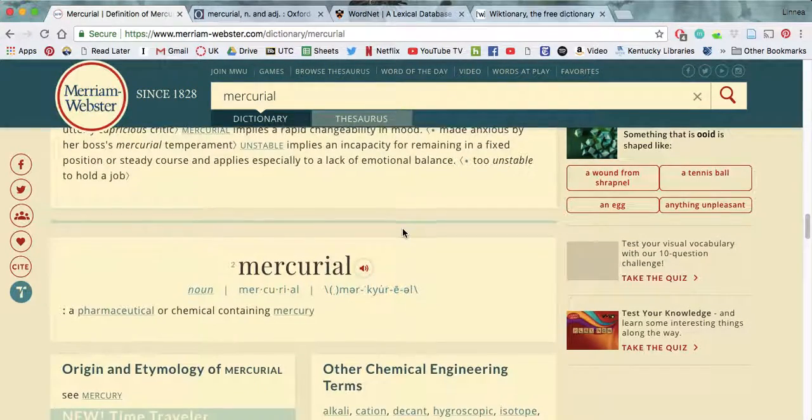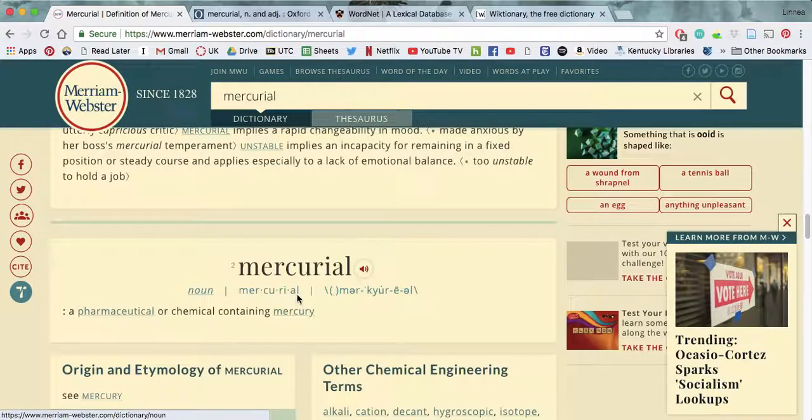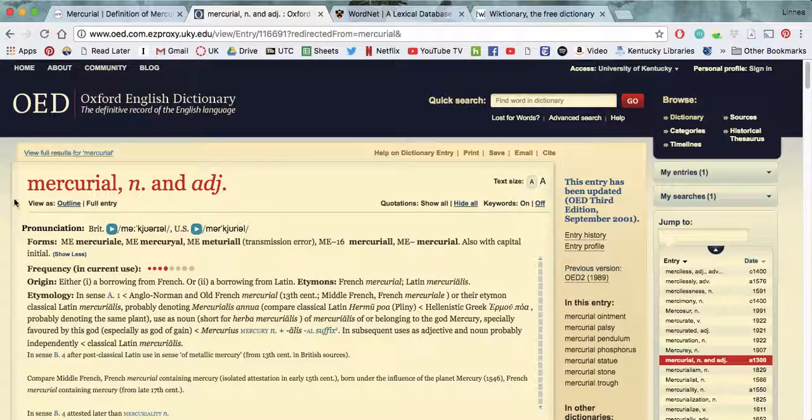Now, if we go further down here, we see another word, mercurial, but this one is a noun. The Merriam-Webster separates these two as if to say, hey, these are 2 different words. But if we go over to the Oxford English Dictionary, it tells us right here at the top, hey, it's both a noun and an adjective. So we see these 2 dictionaries are kind of looking at this word in slightly different ways.